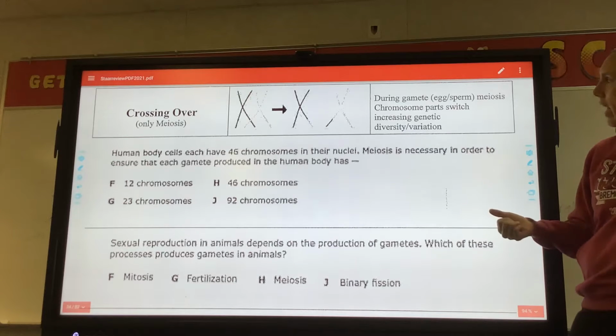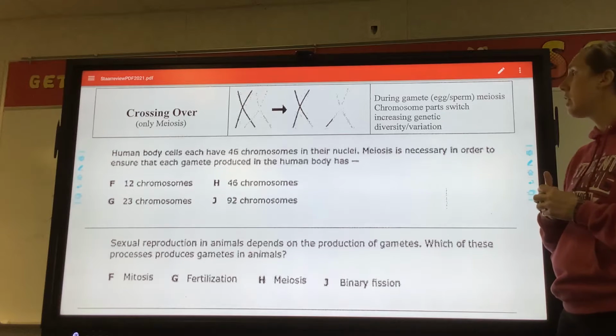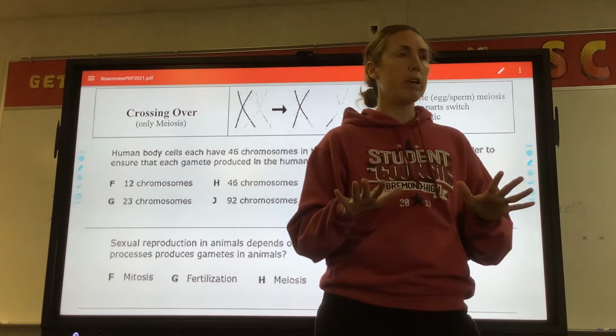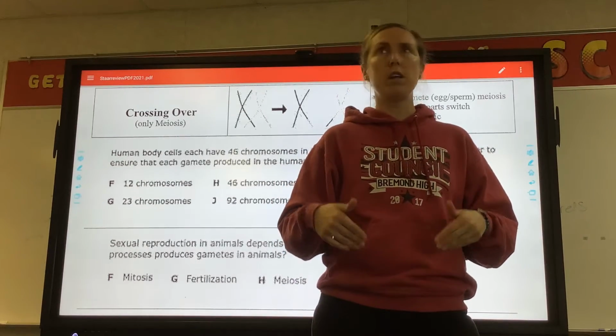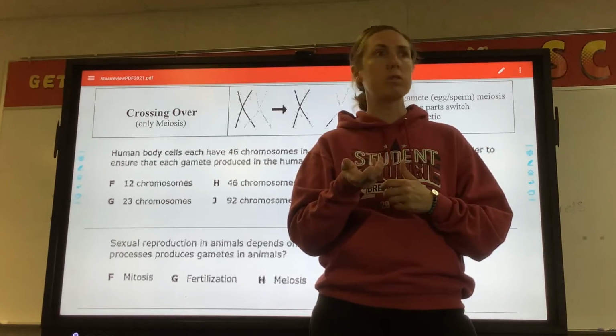You got a question on that, and this only happens during meiosis, because guys, you do not want genetic diversity when it comes to your skin cells and your body cells. If you get a cut, you want that exact same skin cell to come and replace the one that was cut. Okay.